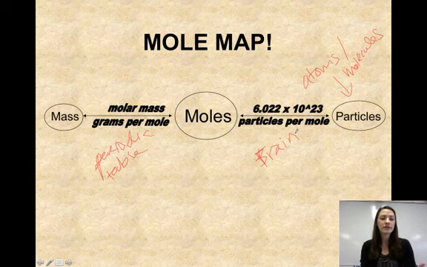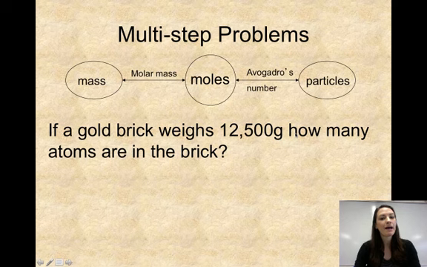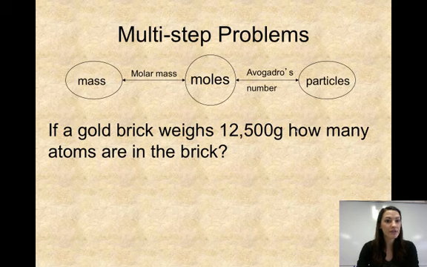I'm going to do one quick example that goes all the way through from mass to particles, or particles to mass, because you're going to set these up so you can do multiple step problems. I put that mole map up at the top. I highly suggest you use that mole map when you are doing your own work, so that you can help remember that. So we've got a gold brick weighing 12,500 grams, that's the mass. I want to know how many atoms are in the brick. So we're going from mass to particles.